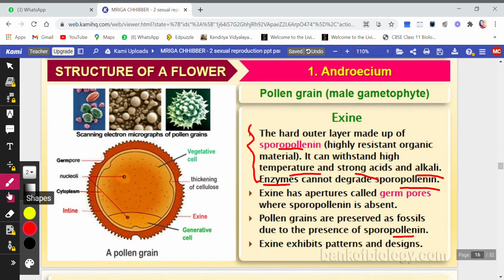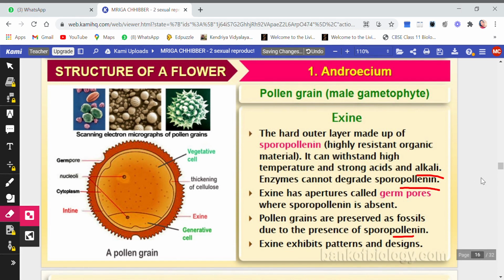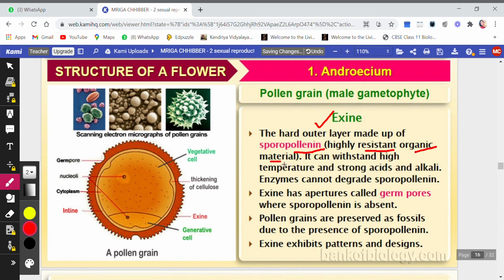Next children, you see here, we will talk about exine. This is a very important topic because generally 1 marker or 2 marker questions can come from this part, that the hard outer layer is made up of sporopollenin. Exine is made up of a chemical which is called sporopollenin. This is highly resistant organic material. So the chemical sporopollenin is highly resistant organic material.